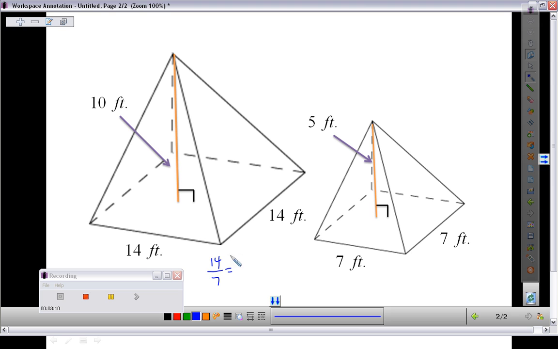So just like we've spent a lot of time throughout the course of the year on corresponding parts with similar figures, corresponding parts have to be proportional. The same thing with 3D figures. Corresponding parts have to be proportional. So 14 over 7, I'm going to set that up and correspond that with the 10 over 5. And as you can both tell, both of these reduce to 2 over 1. So 2 over 1 is proportional to 2 over 1. Again, thinking about the parts of the two figures, the parts of one are going to be proportional to the parts of the other. So again, I would say these are similar.